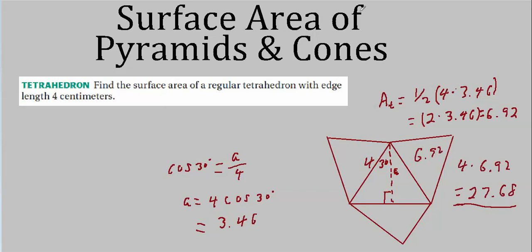Now once I've got this, it's the area for one triangle, 6.92. I can write 4 times 6.92. That will be the total. That's 27.68. That's one way to do it. However, if I had drawn this net more correctly, it might be obvious that there's another way to do this.